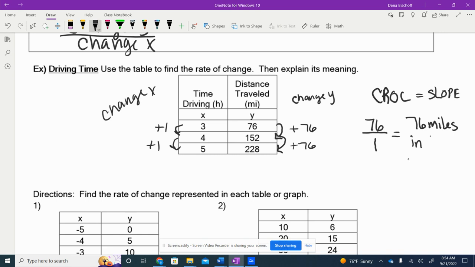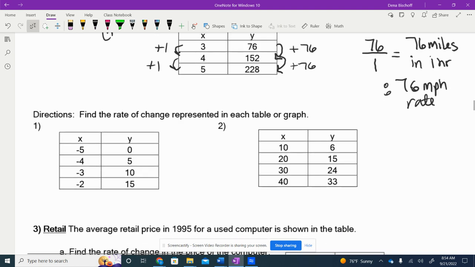If we were to write it as a speed limit, right, we would say 76 miles per hour, which is my rate. You guys should know that from doing the distance equals rate and time problems. Okay? So we just got all of that from that little table. So if that's me driving, am I speeding? Yeah, probably. I always speed.